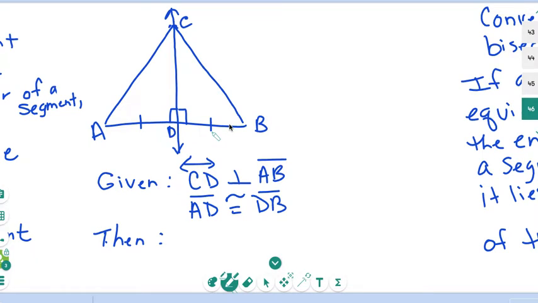two equal parts. So our theorem says that if a point lies on the perpendicular bisector, CD is a perpendicular bisector because we were told that it's perpendicular to AB, and we're also told that AD and DB are equal, so it bisected AB. So then we can say that line segment AC is congruent to line segment CB.